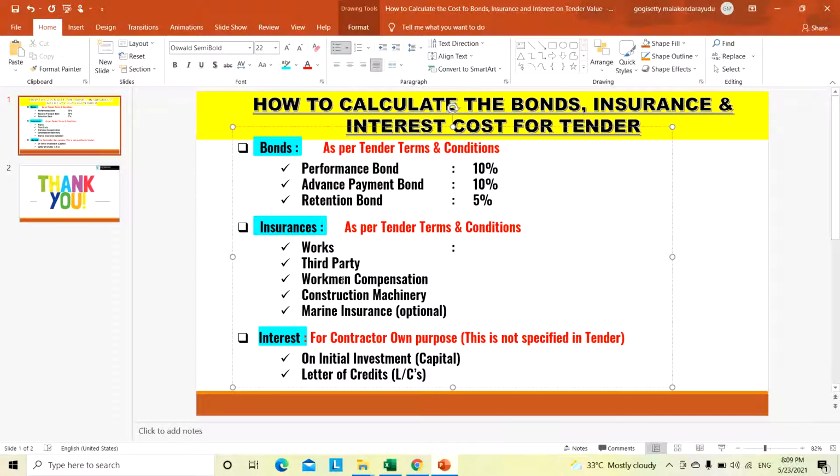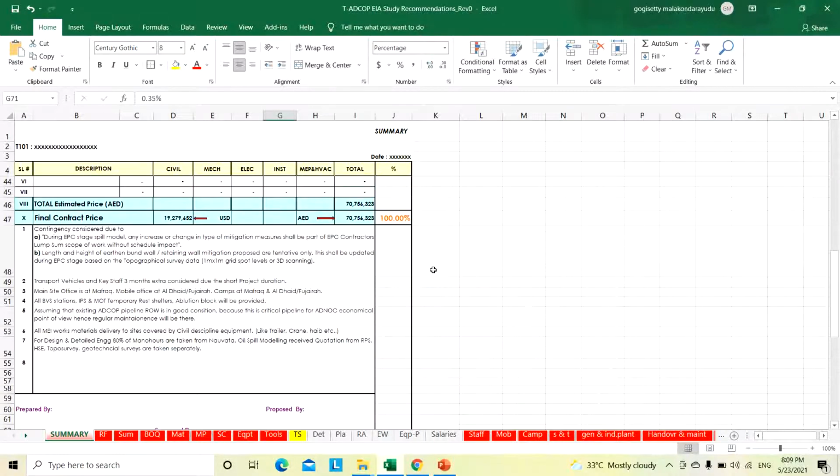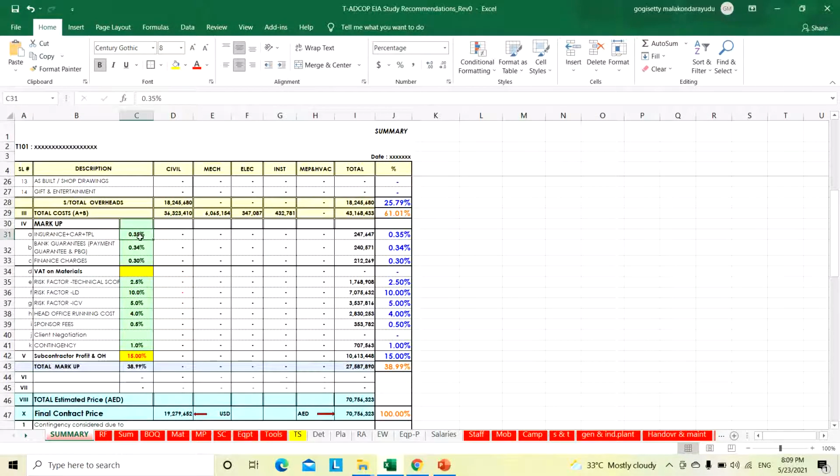how much percentage is required for each insurance policy and how much period is required. Based on that we approach the insurance company and they give the quotation. That quotation gives how much percentage it is coming to. They gave some amount, and based on our value it is coming to 0.35%. That's why we have taken 0.35% here.